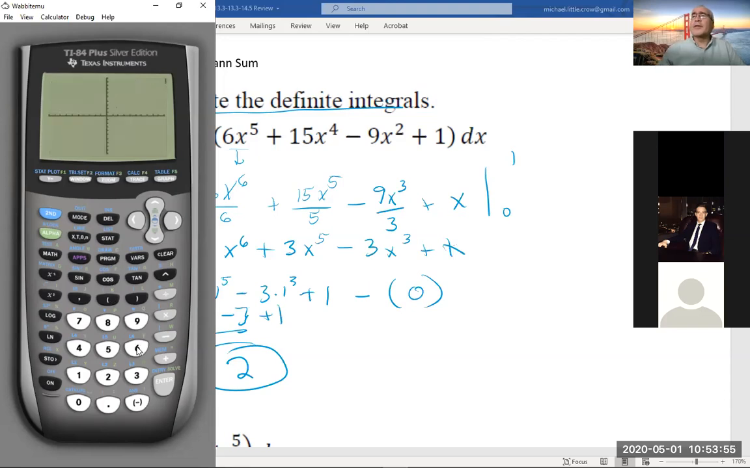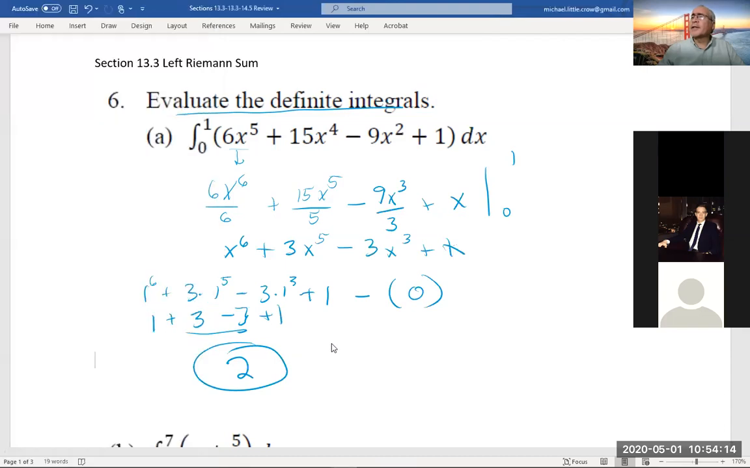I'm going to do a zoom standard. There's the graph. Second calc, number 7. Lower limit is 0. Upper limit is 1. There's the part that's equal to 3.